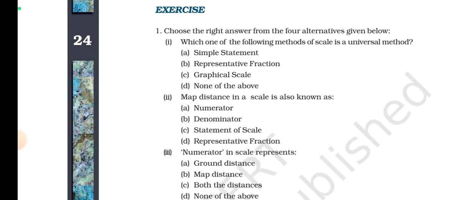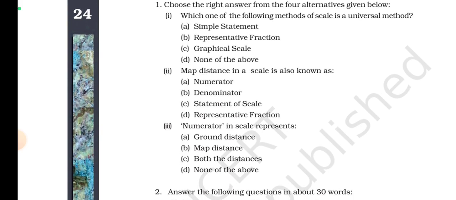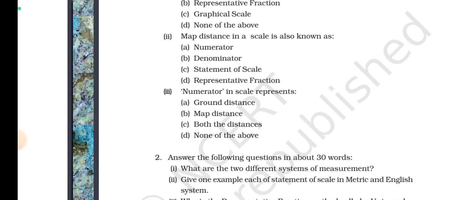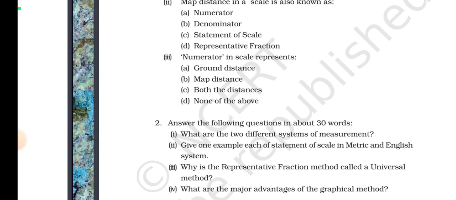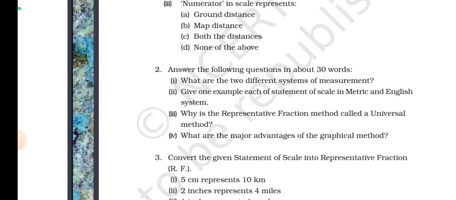Choose the right answer from the alternatives. Which one of the following methods of scale is the universal method? Definitely representative fraction. The numerator in a scale represents the map distance, because it is one unit on the map, right?